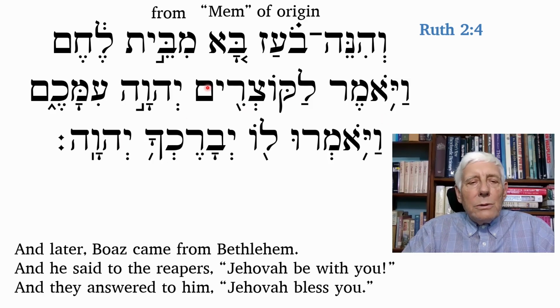So, vayomer lakotzrim, to the harvesters, to the reapers, the kotzrim are the ones that cut and gather. Hakotzrim, Yehovah imachem, is with you. The same im as you find in Immanuel. Imachem, a plural ending here, and if you want to be from Texas, with you all. Vayomeru, and then they said, a plural verb here. Yomeru lo, they said to him, yevarechecha Yehovah, Jehovah bless you. Mem of origin, right here, this one attached right in front.